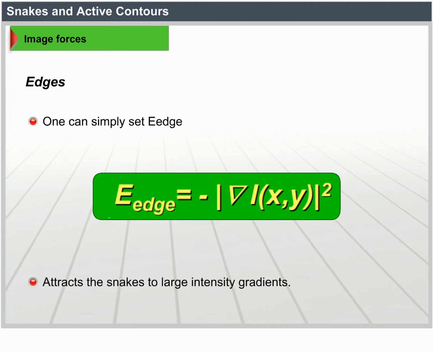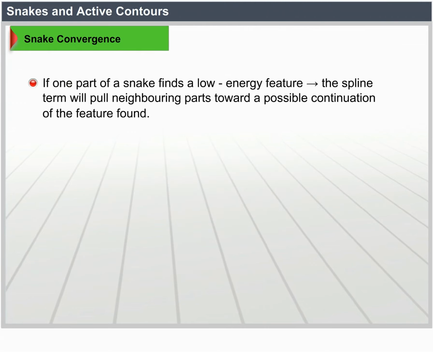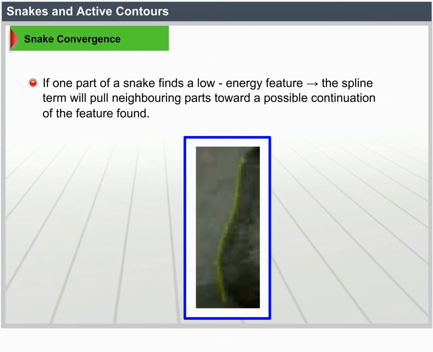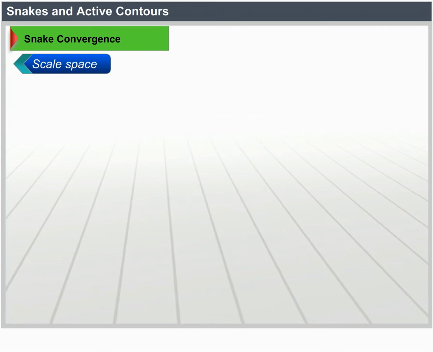Snake convergence. If part of a snake finds a low energy feature, then the spline term will pull neighboring parts toward a possible continuation of the feature found. In fact, this places a large energy well around a good local minimum. Scale space: minimization by scale continuation. Smoothing the edge or line functional.